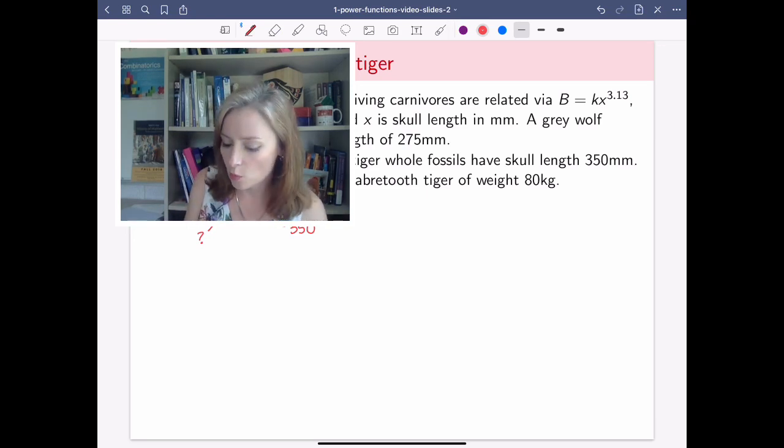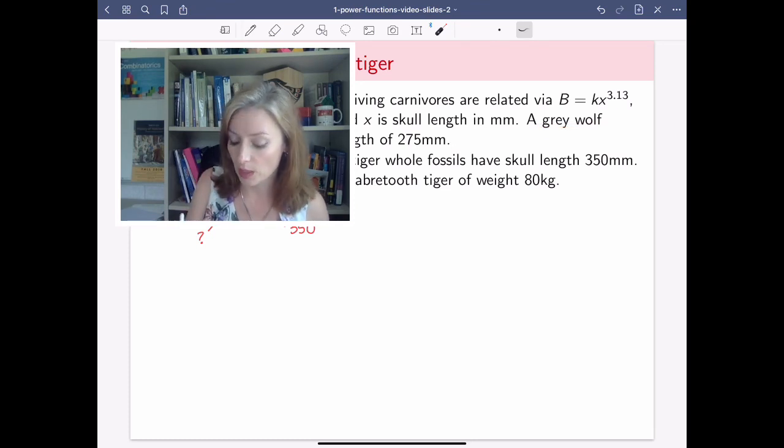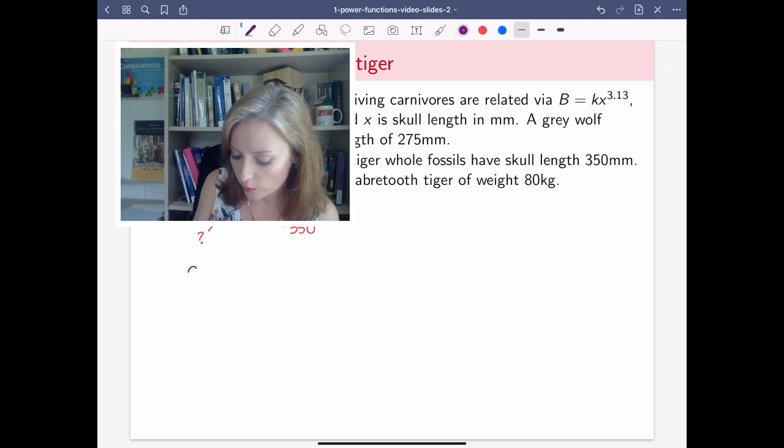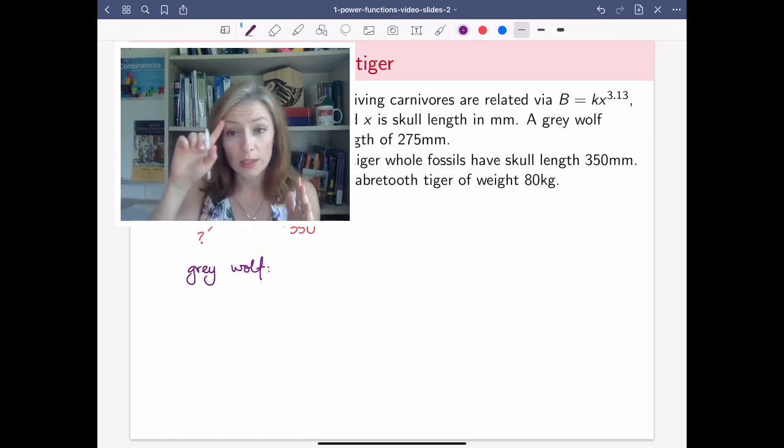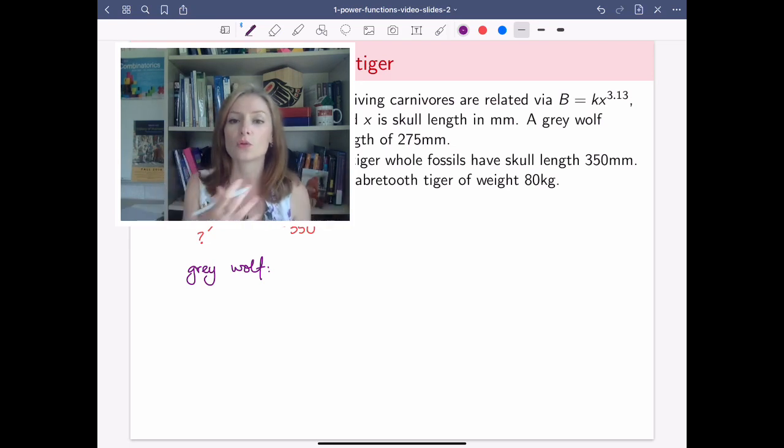Now the problem, of course, is this proportionality constant k, I have no value for yet. And that is what I'm going to use the gray wolf information to figure out. Okay, so for the gray wolf, what we have is the exact same relationship. And again, we're assuming that these animals are related in some way. So what works for the skeleton and the body mass of a wolf would also work for the skeleton and the body mass of the saber-toothed tiger.